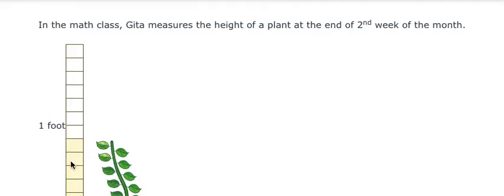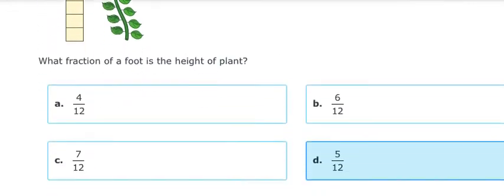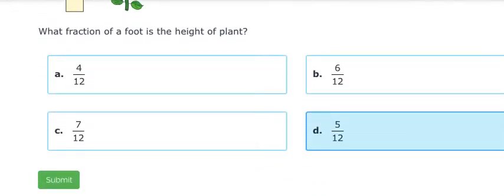Now 1, 2, 3, 4, 5 inches the plant has grown. So it will be 5 by 20? How come 20? Because the whole is 12. Sorry, so we'll say it's 5 by 12. I got a bit confused.